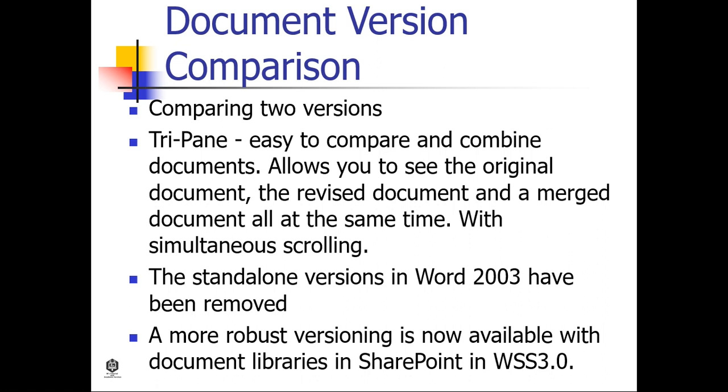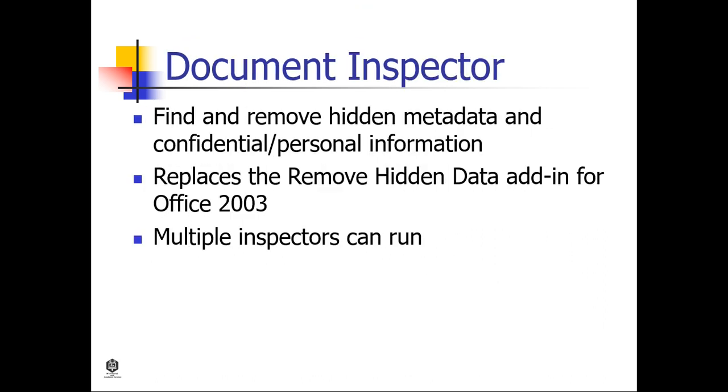It allows you to see the original document, the revised document, and a merged document all at the same time with simultaneous scrolling. The standalone versions in Word 2003 have been removed. A more robust versioning is now available with document libraries in SharePoint in WSS 3.0. Then the Document Inspector: find and remove hidden metadata and confidential or personal information. It replaces the Remove Hidden Data add-in for Office 2003.